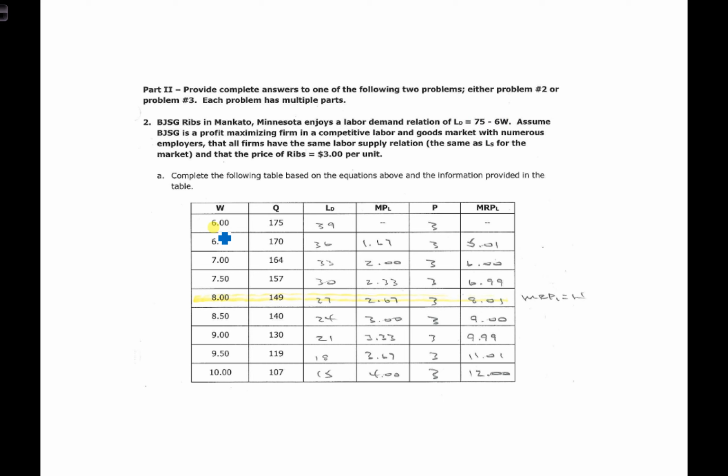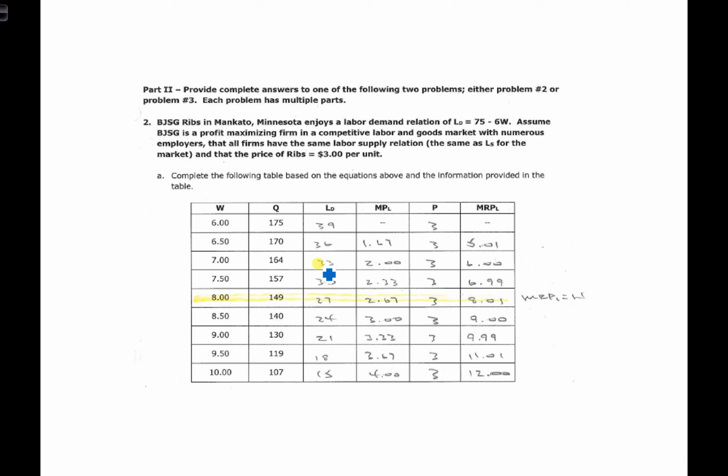I gave you the wages, and then I gave you the quantity of output of the goods being produced. And you had to fill in labor demand, marginal product of labor, price of the output good, and marginal revenue product of labor for this part of the question. Well, labor demand is going to be filled out very simply. If you take the wage of 6 and plug it into the labor demand equation, it will give you the number of units of labor demanded. And I think virtually everyone got this correct. So I was pleased with that.